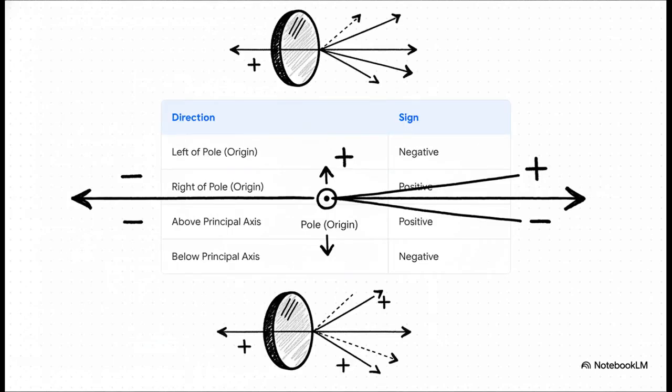And the rules are exactly like the ones you learned in coordinate geometry in maths. It's very simple. Any distance measured to the left of the pole is taken as negative. Any distance measured to the right is positive. For heights, anything measured upwards, above the principal axis, is positive. And anything measured downwards is negative. That's it. Four simple rules.